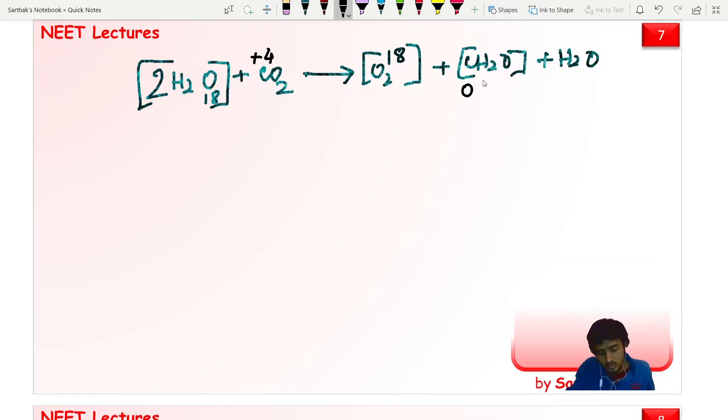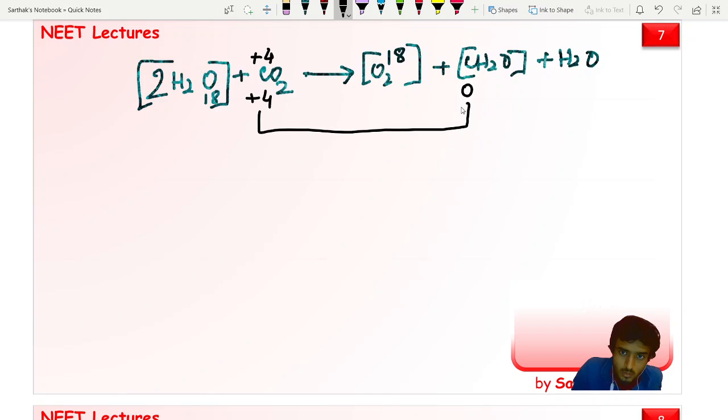Because two hydrogen means +2 and one oxygen means -2, so it balances out. So the oxidation state of this carbon here is 0, and here the oxidation state is +4. So the carbon is going from +4 to 0. So this is basically reduction.